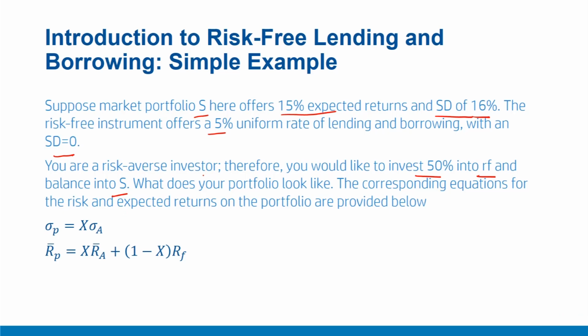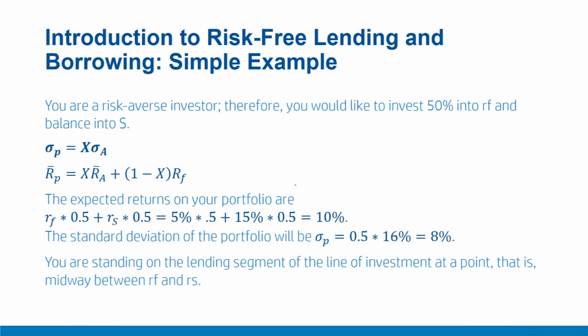Let us find out the profile of your investment with the help of the following equations of risk and return. We have seen that the risk of our portfolio would be sigma p equal to x times sigma a, while the expected return of the portfolio is x times RA bar plus 1 minus x into RF. Now let us punch in some values here. Given that our investment is 50-50% into the risk-free instrument and the risky portfolio, our resulting expression becomes RF into 0.5 plus RS into 0.5, which is 5% into 0.5 plus 15% into 0.5, which is 10%. The standard deviation of our portfolio, sigma p, is equal to 0.5 into 16%, which is 8%.